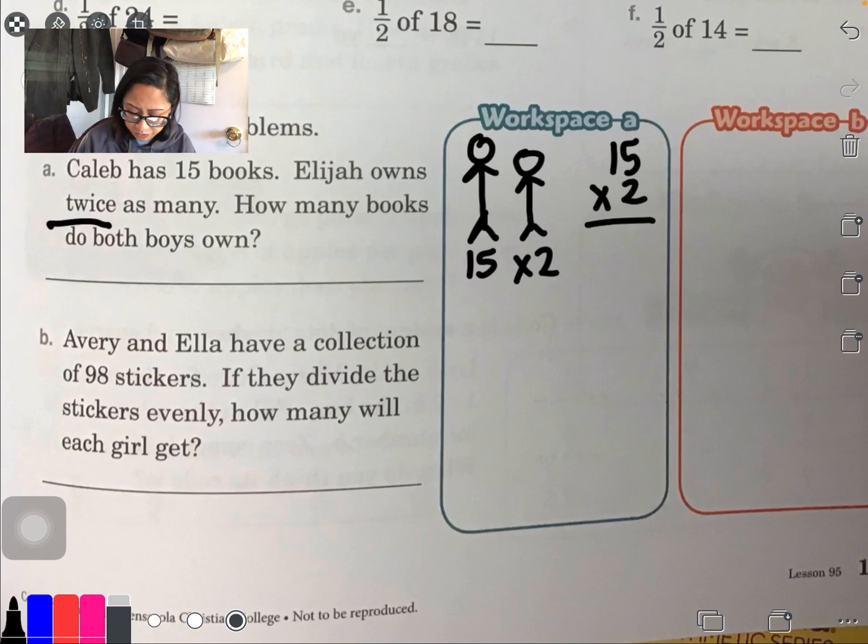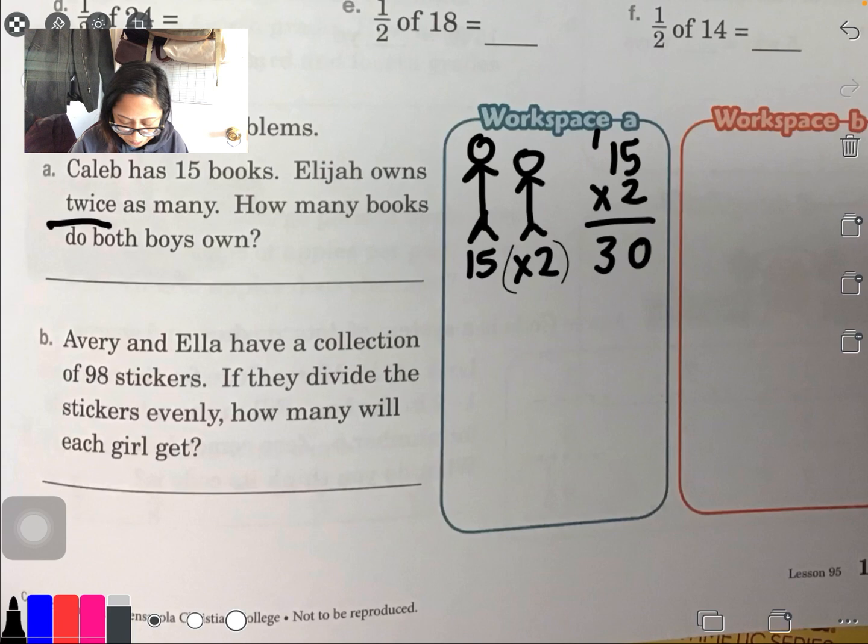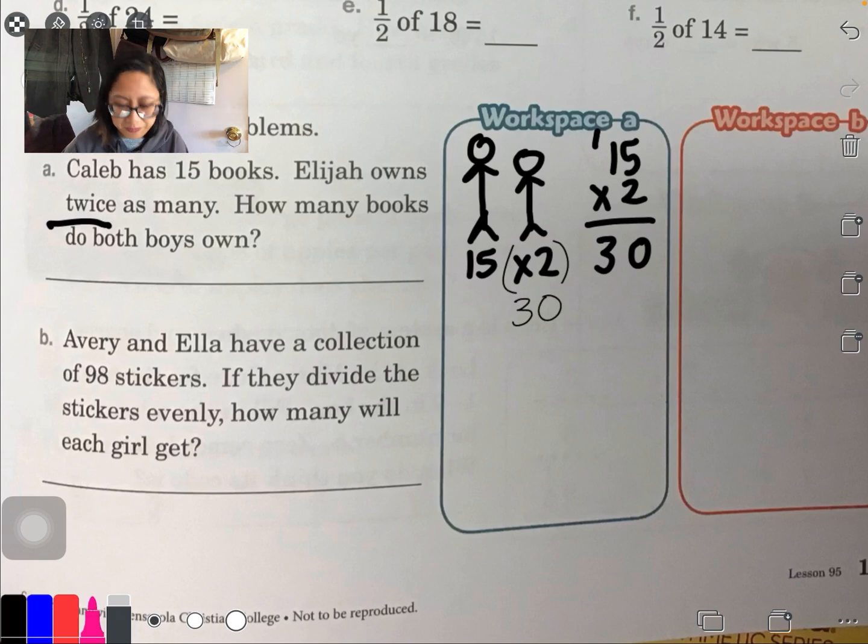Unpause. All right, so 5 times 2 is 10. 1 times 2 is 2, plus 1 is 3. And I hope you really tried, okay? I hope you're not just pausing and unpausing. So Elijah has 30 books. I'm going to put parentheses around the times 2 because he doesn't really have 2 books. It's just telling me to multiply by 2. And below that, I'm going to put 30. Elijah has 30 books, so he definitely has more books than Caleb.